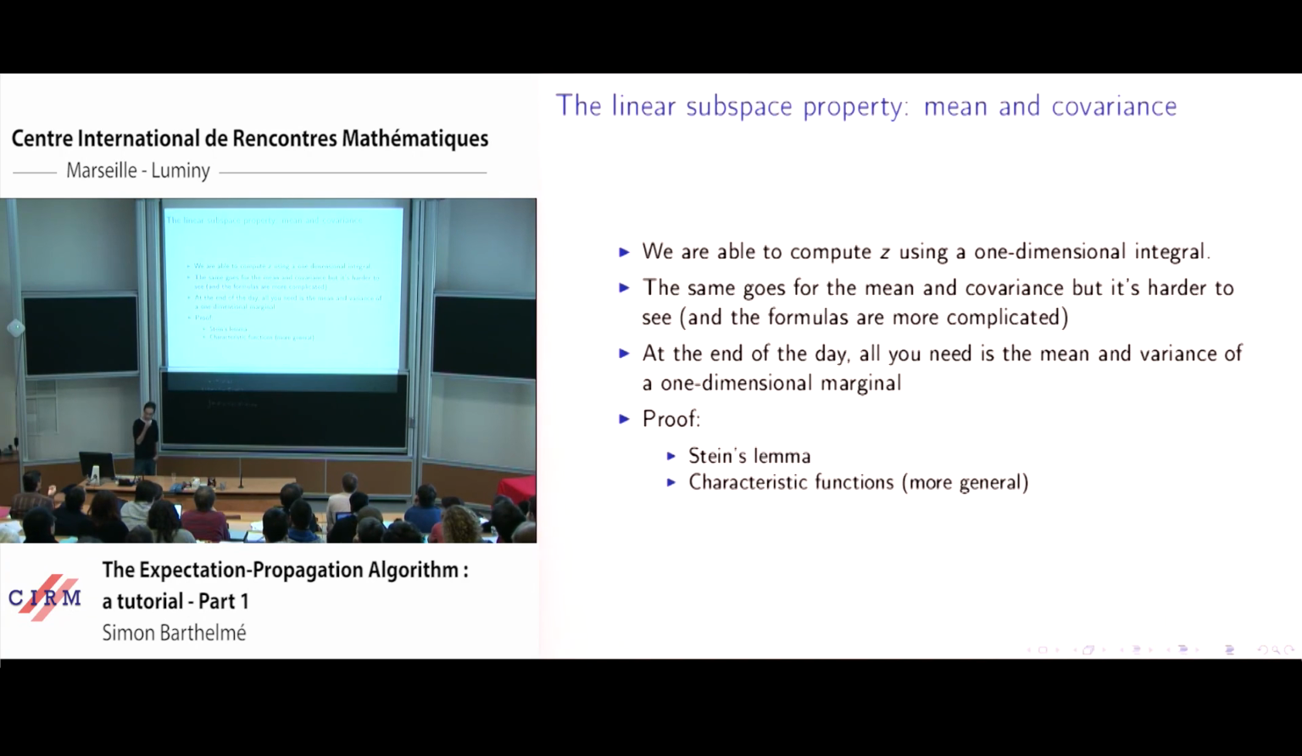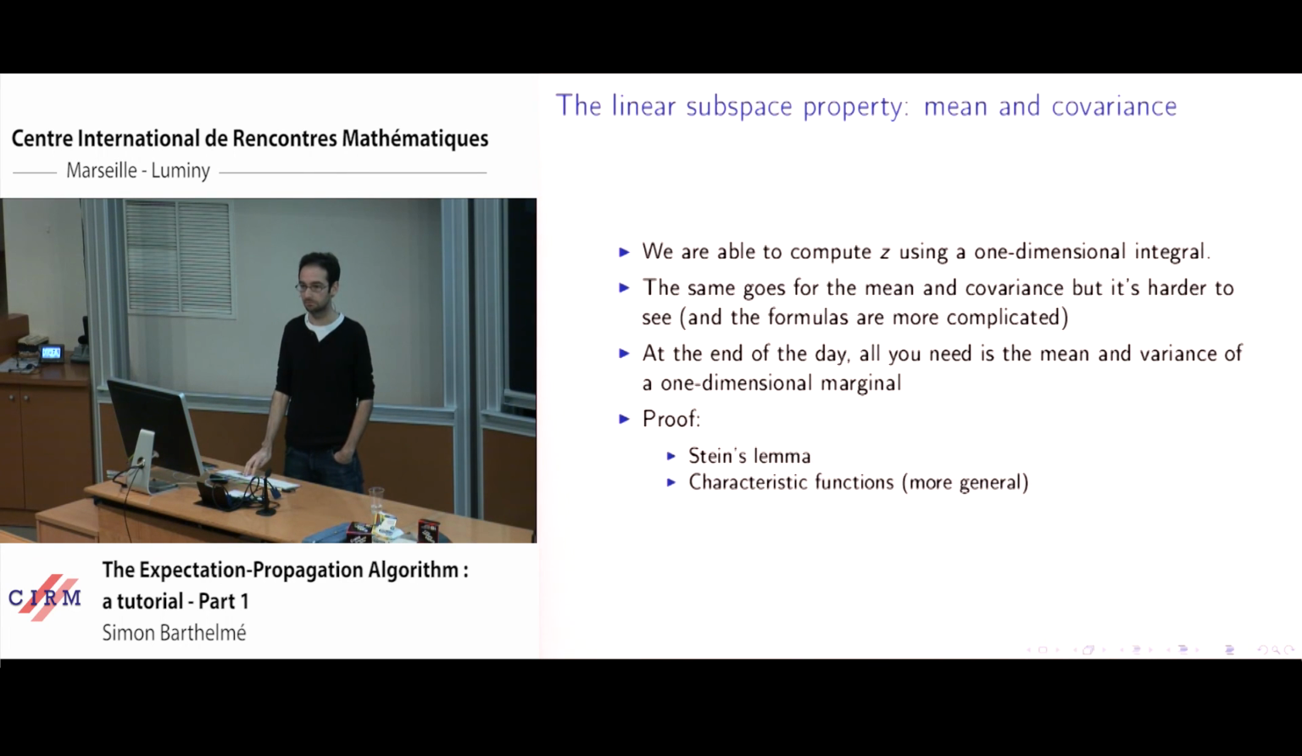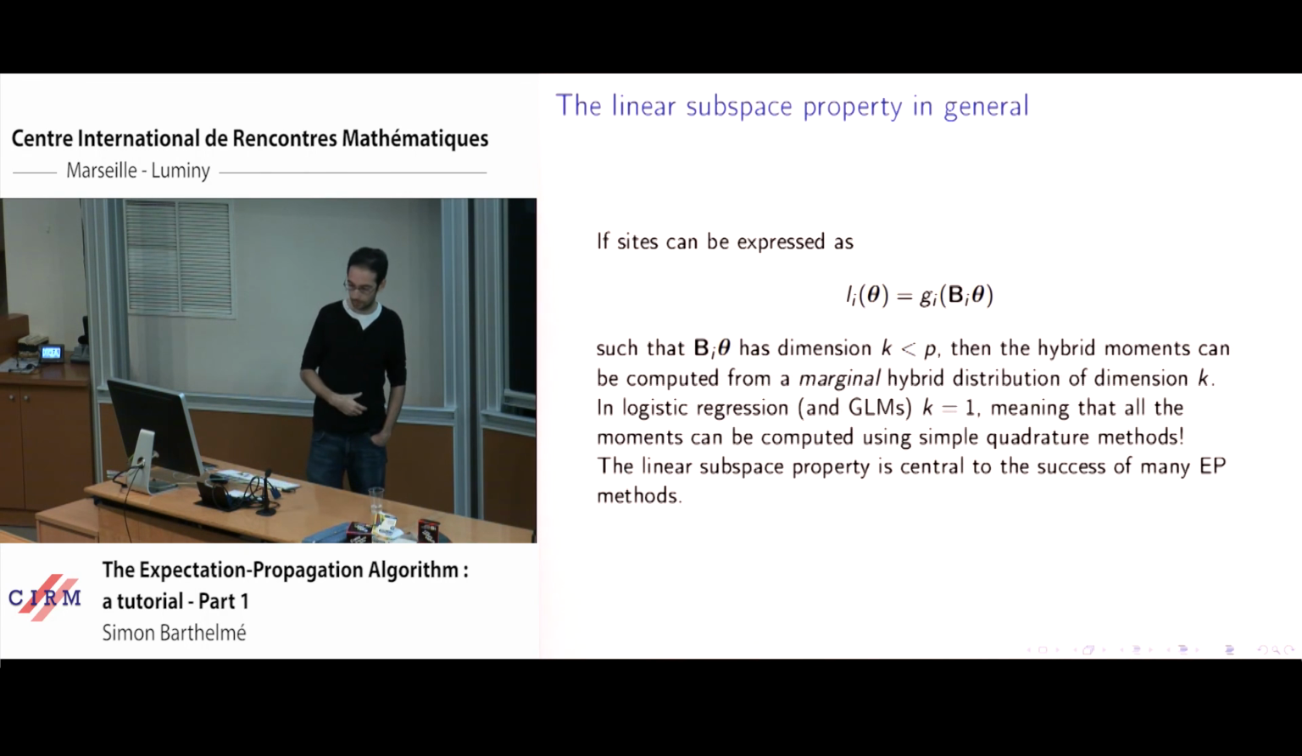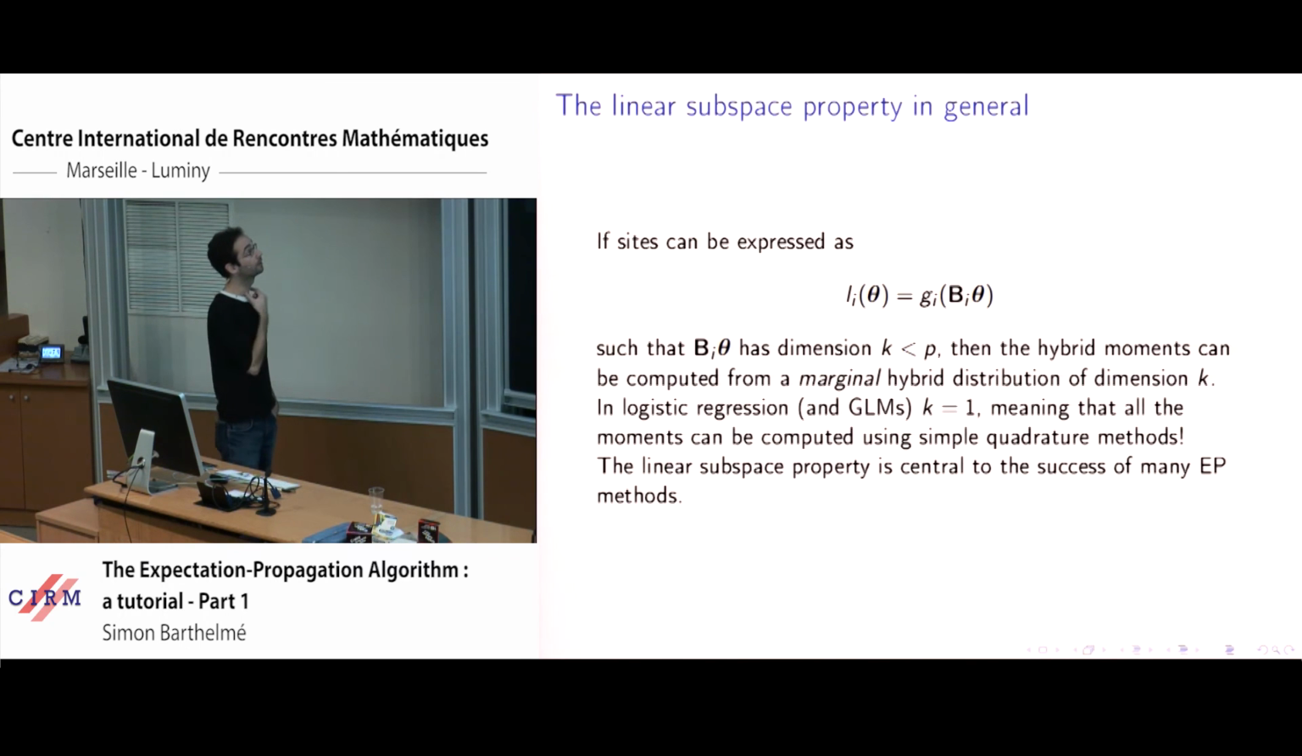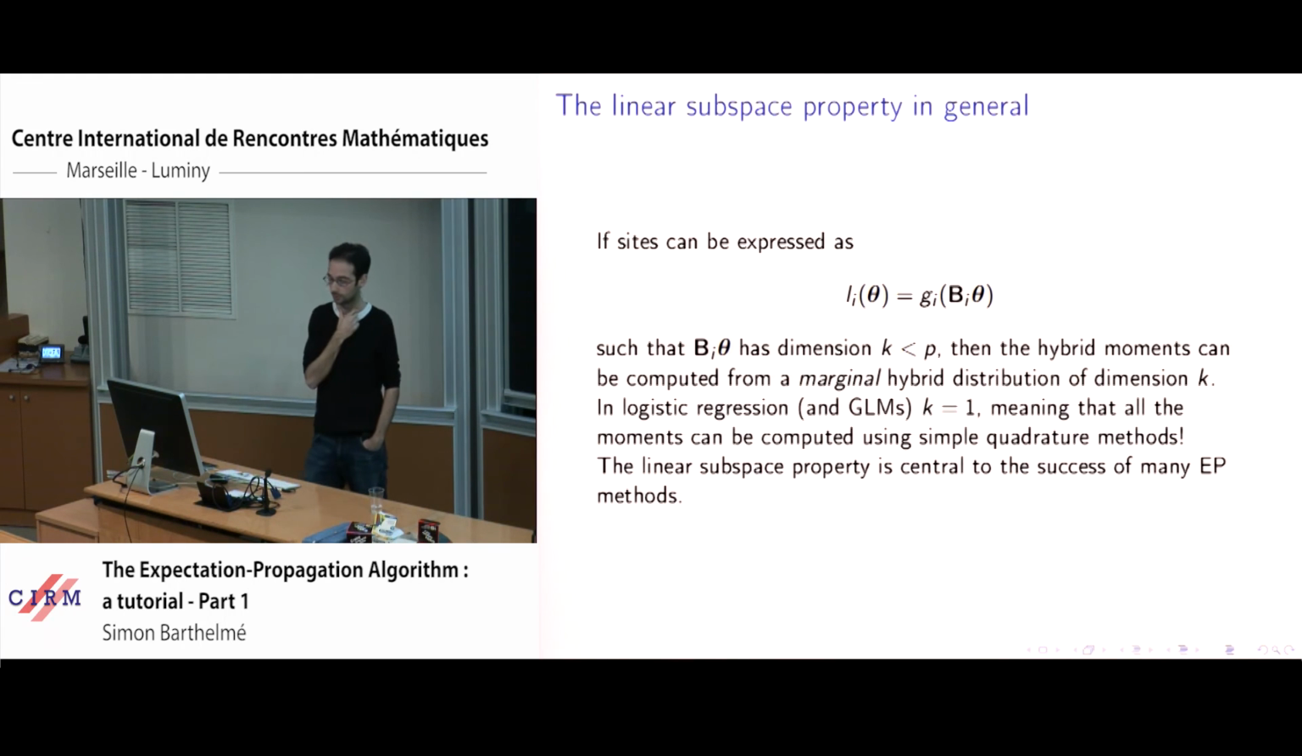So to summarize, we're able to compute z and the mean and the covariance using just one-dimensional marginals, because they're just one-dimensional marginals over a Gaussian. All you need is quadrature. Very generally speaking, I think it's worth spending just a few seconds on this, because it's what makes EP possible in many cases. It's used in EP, but it's such a nice property that I'm surprised it hasn't been used anywhere else. Well, at least I don't know about it.